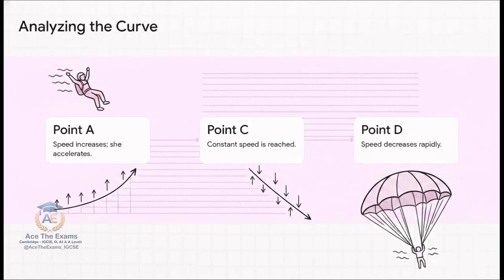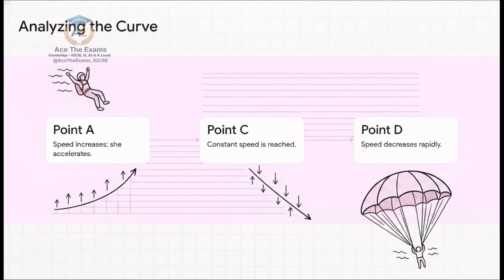Let's chop the physical context of this complex curve into highly testable step-by-step bites. So at point A, the parachutist starts her fall. Her speed increases, which means she is accelerating. Notice that really steep gradient? Well, by point C, the curve flattens out.